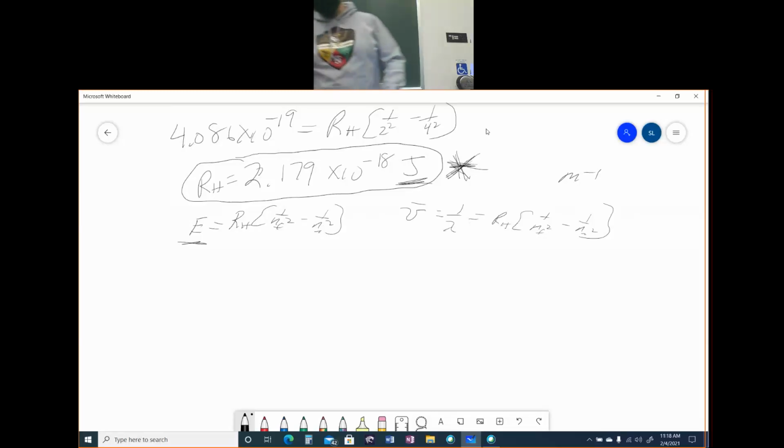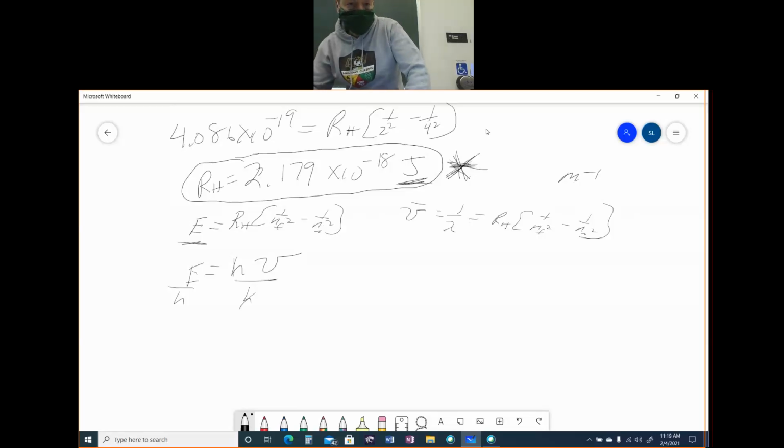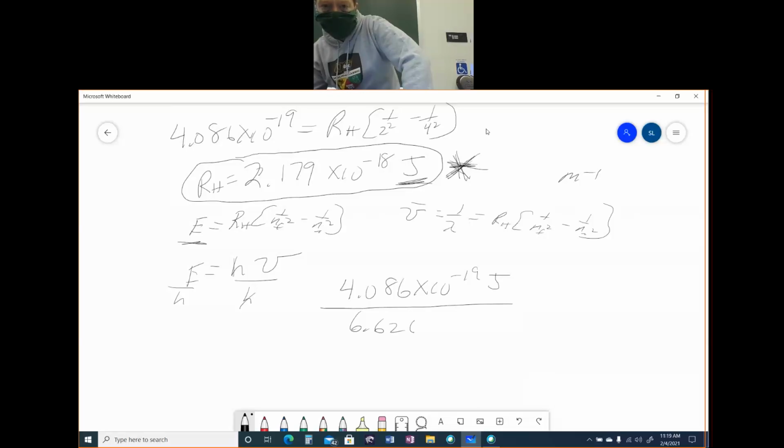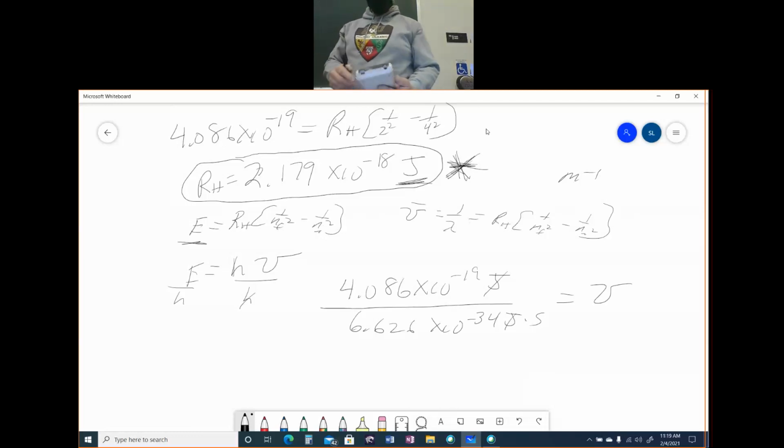We didn't calculate the frequency, so let's calculate the frequency. All right, so E is equal to h nu. So divide both sides by h, and that will give you your frequency. So we have the energy that we calculated for this, and that was the 4.086 times 10 to the -19 joules. And then we have Planck's constant, 6.626 times 10 to the -34 joules times seconds. This time I'm not going to mess that up. Just the joules cancel. And you have your frequency, and that is always in 1 over seconds.